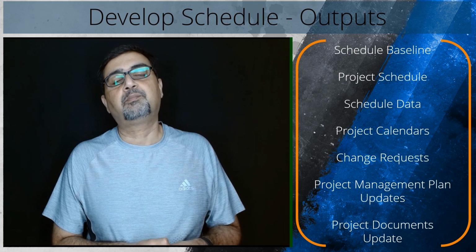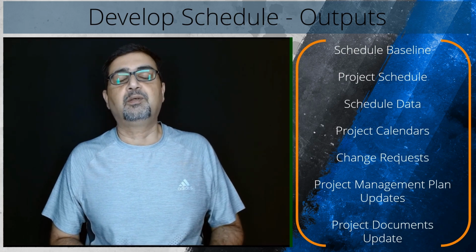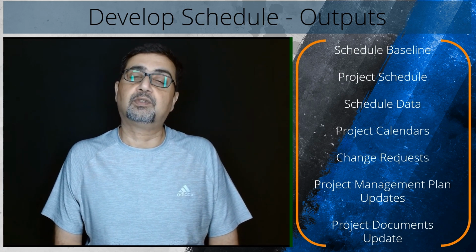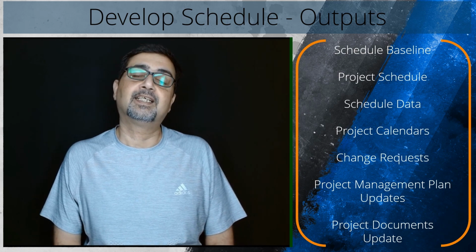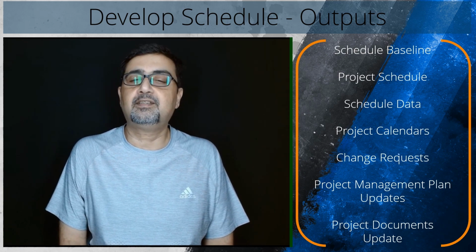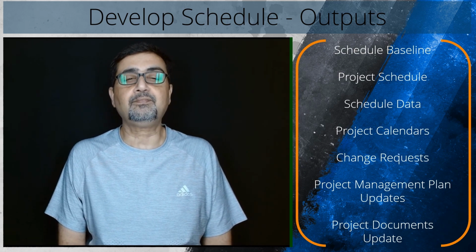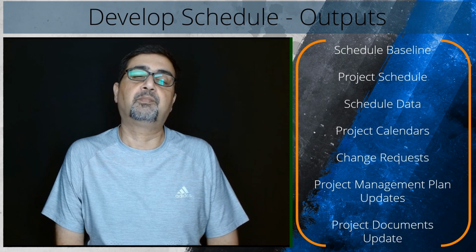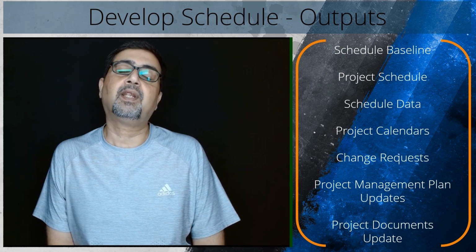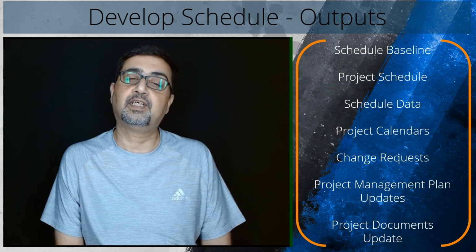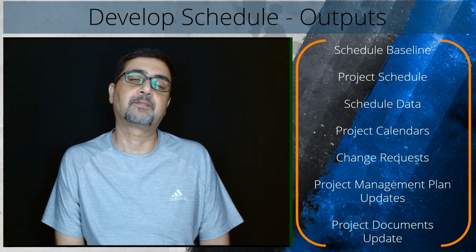Then we have the project schedule. The project schedule is an output of a schedule model that presents linked activities with plan dates, durations, milestones, and resources. At a minimum, the project schedule includes a planned start and planned finish date for each activity.